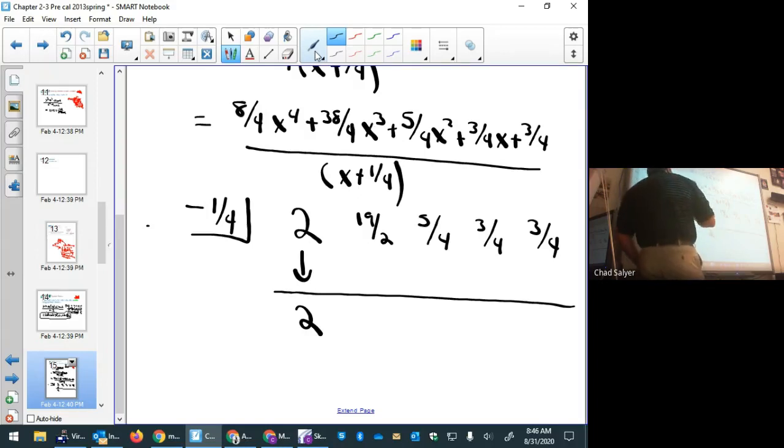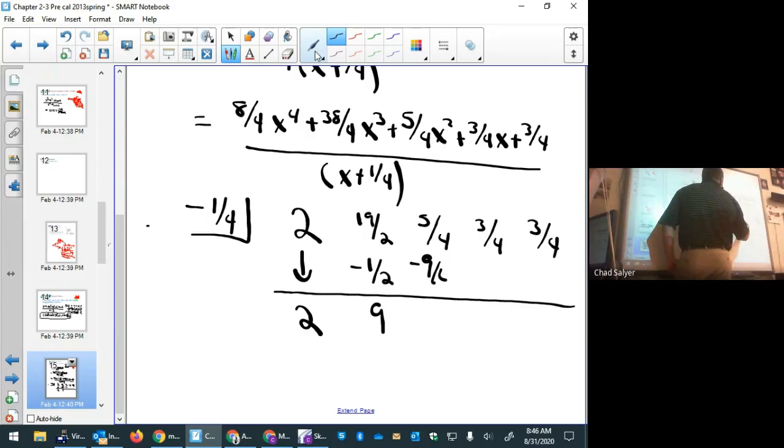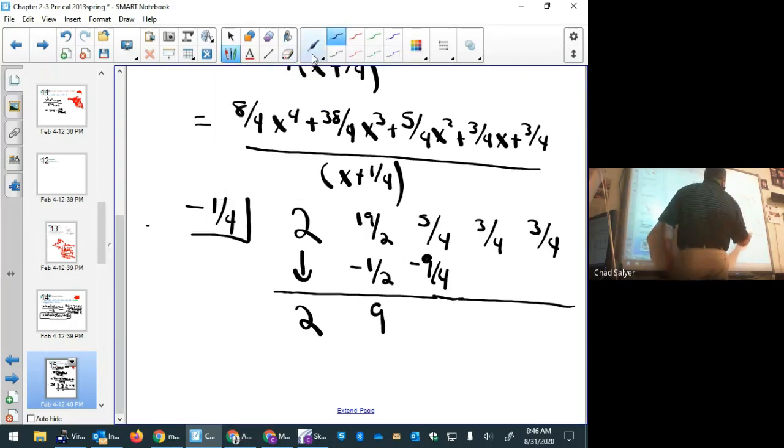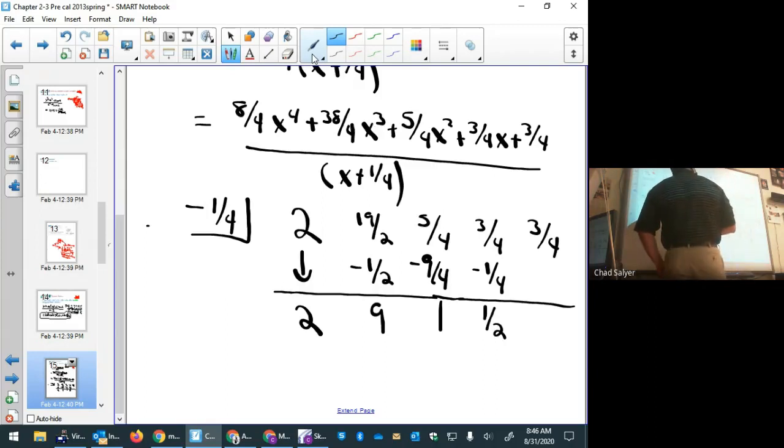Okay, so 2 times negative 1/4 instead is going to be negative 1/2. 19 plus a negative 1 is 18/2, which reduces to 9. 9 times negative 1/4 is negative 9/4, which 5 plus negative 9 is 4/4, which again reduces to just 1. So we'll just write it as 1 here. 1 times negative 1/4. So that's 2/4 or 1/2. 1/2 times negative 1/4.